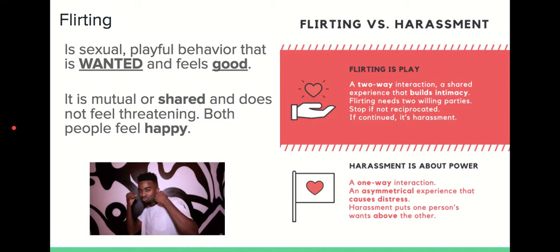On your paper, make sure that you follow along and fill in the blanks. Flirting is sexual, playful behavior that is wanted and feels good. It is mutual or shared and does not feel threatening. Both people feel happy. So the key thing about flirting is that it's a two-way interaction. Both people like it, and it builds their relationship or builds intimacy between them.